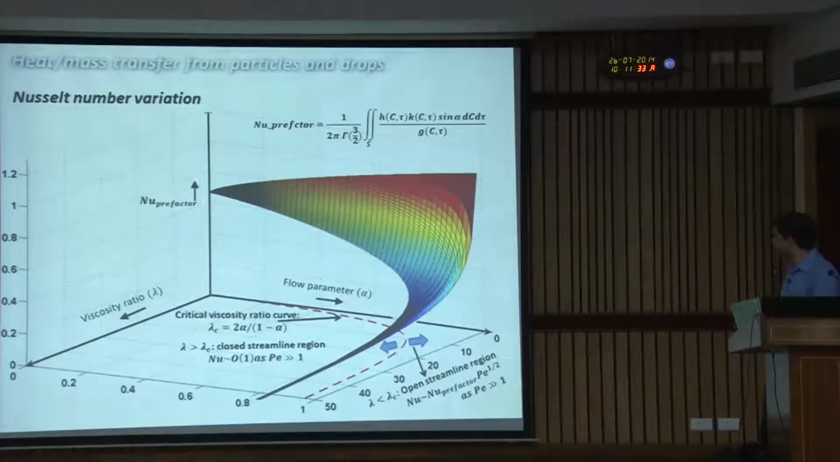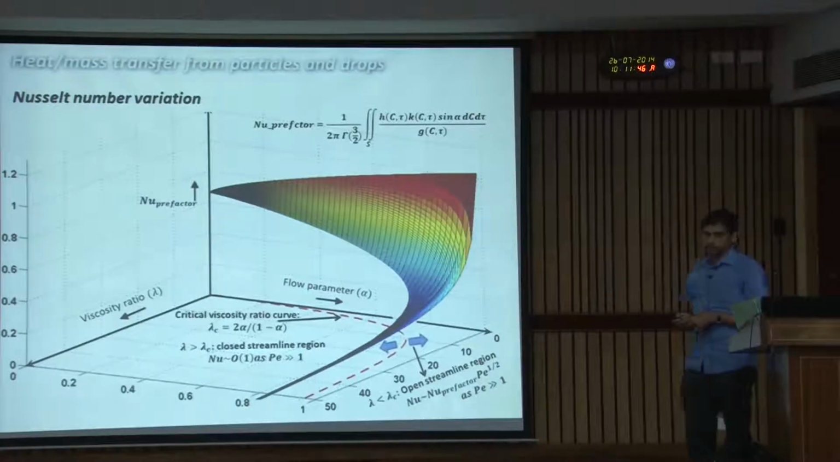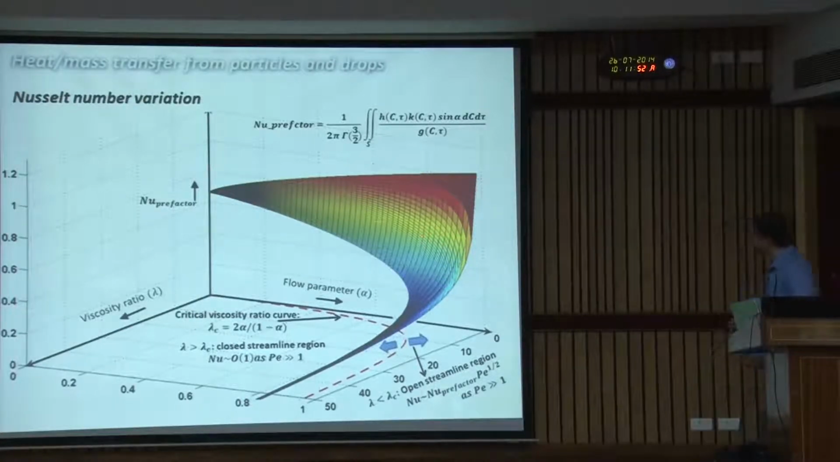Okay. So remember again, I have not plotted the actual Nusselt number. The Nusselt number in this case will scale with Peclet to the half, that we know. So this is really the prefactor. What we can say from arguments is that the Nusselt number will be a function of the two parameters alpha and lambda times Peclet to the half. So this is that function of alpha and lambda. And such a scaling exists only on the open streamline side, remember. So that's the critical viscosity curve there.